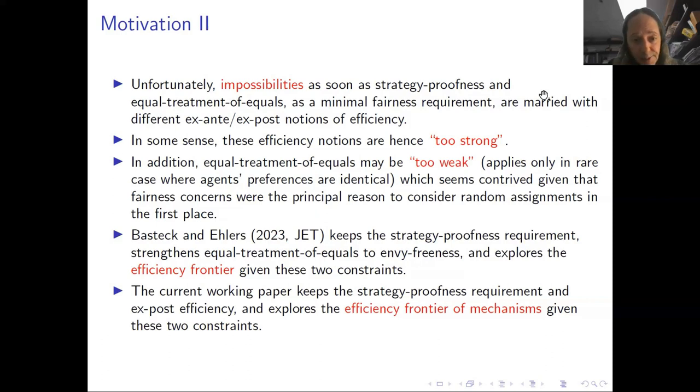Now, what we do in Basteck and Ehlers is keep strategy-proofness, have envy-freeness, and then explore the efficiency frontier: how ex-post efficient can we be? Then in the current working paper, we look at strategy-proofness with some other requirements, but we look at the efficiency frontier of mechanisms. That means you consider Pareto domination among mechanisms, meaning that at any profile, one mechanism should be weakly better, whereas the other one is just for one.